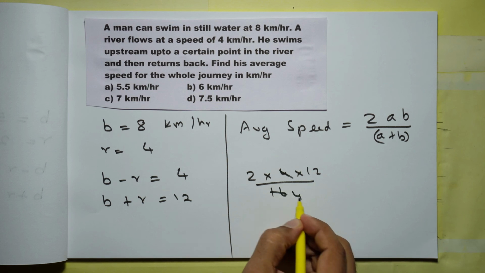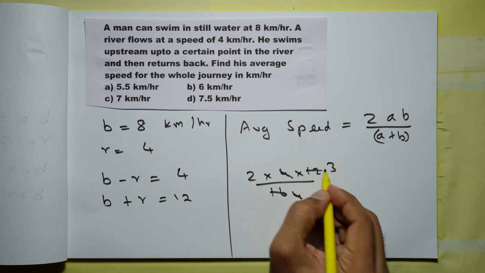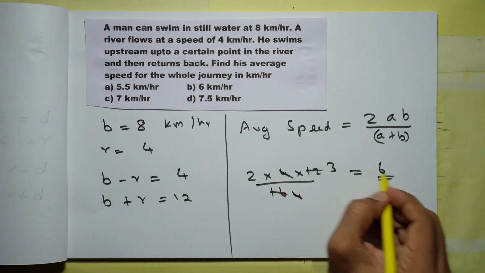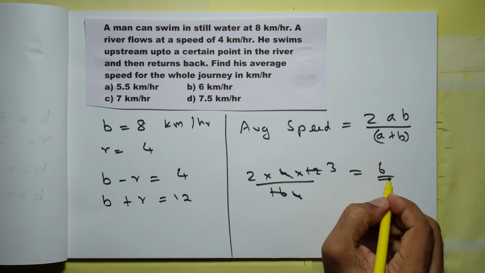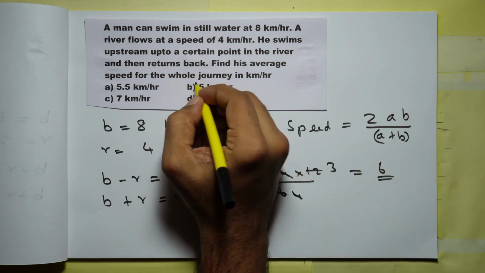Here 4 divides 4 times, 4 divides 3 times. So 2 into 3 is 6. So 6 kilometers per hour. That will be the average speed for the whole journey. Option B.